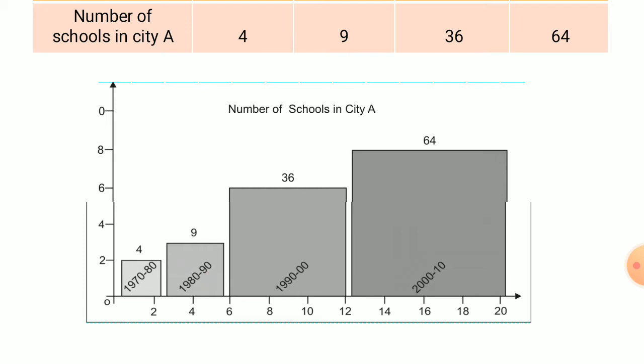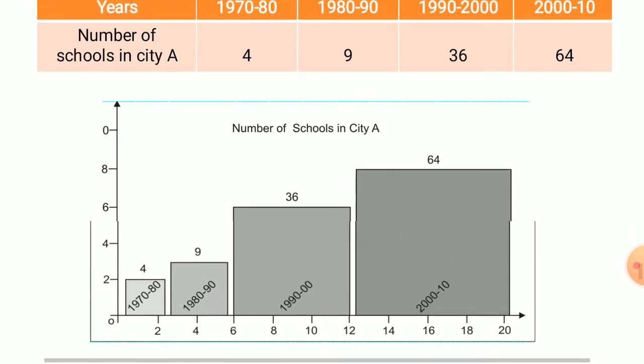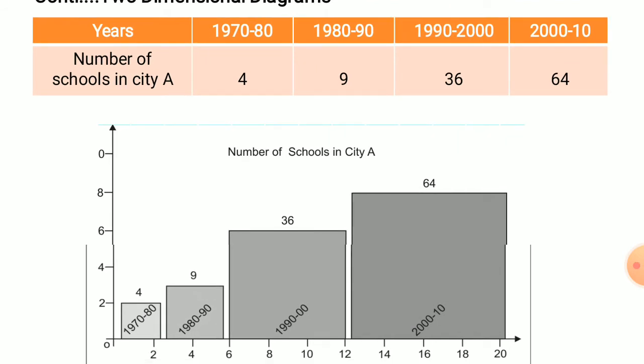The years are shown on the x-axis, and the given values should be shown on the vertical line OY. So in the year 1970 to 80, the number of schools in city A is 4, in 1980 to 90 it is 9, in 1990 to 2000 it is 36, and in 2000 to 2010 the number of schools is 64.